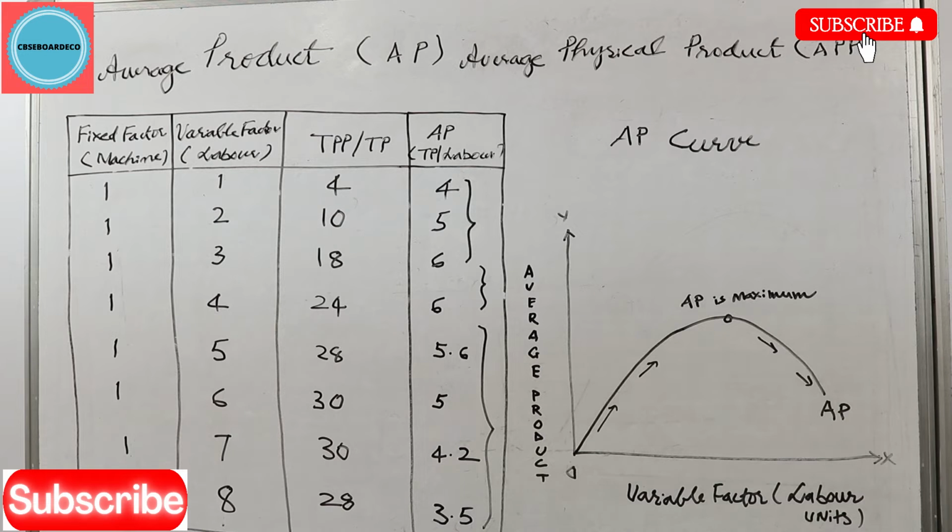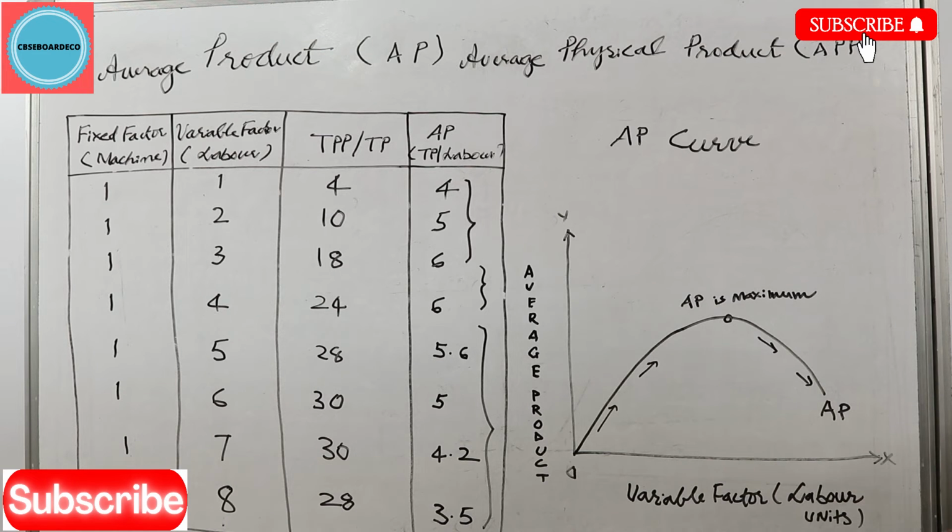So look at the graph here. We've shown on the graph the AP curve, average product curve. On the x-axis you got variable factor or labor units. On the y-axis you got average product. So at 0 level of labor units, it's 0, starting from the origin, then it's going up. Then AP is maximum and then declining. Mind it, AP curve will never touch the x-axis because AP can never be 0, because total product can never be 0.